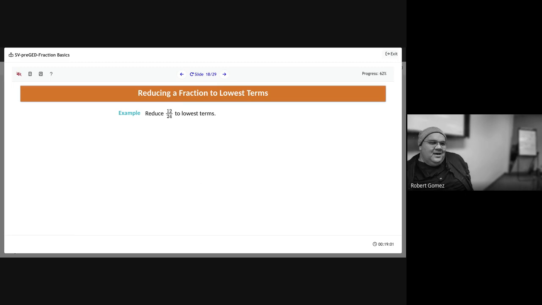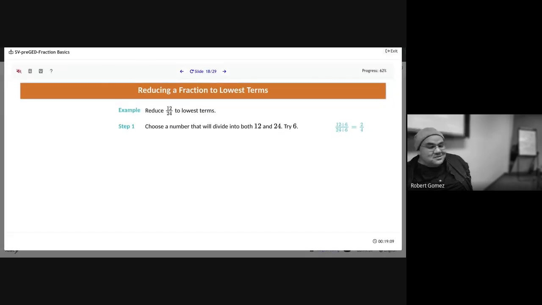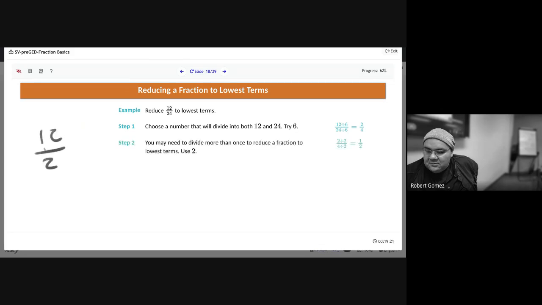Okay, so we have 12 over 24. I like this one. I know it's given to us, but I'm gonna work the example anyway because I want to make sure I understand what I'm doing. So reduce 12/24 to lowest terms. I'm gonna write 12 over 24. Choose a number that will divide both 12 and 24.